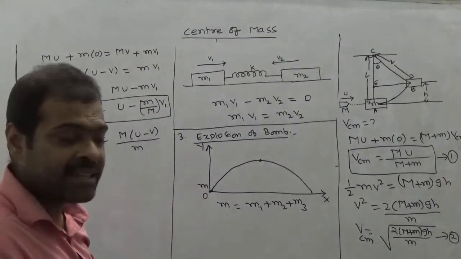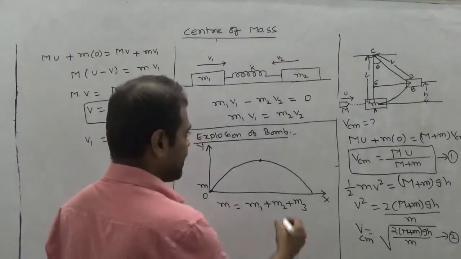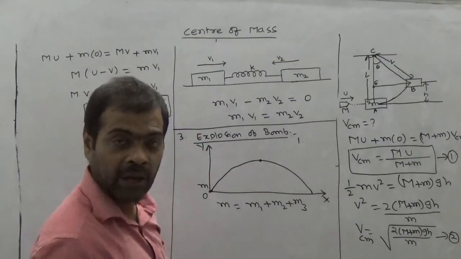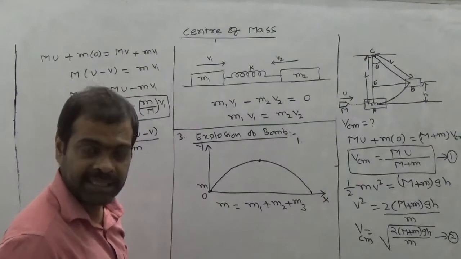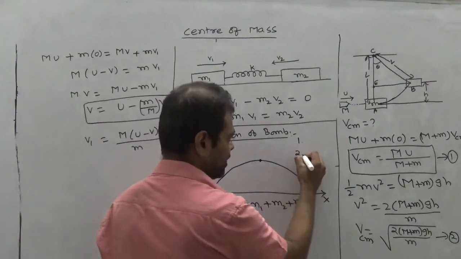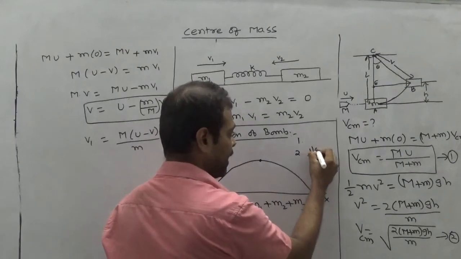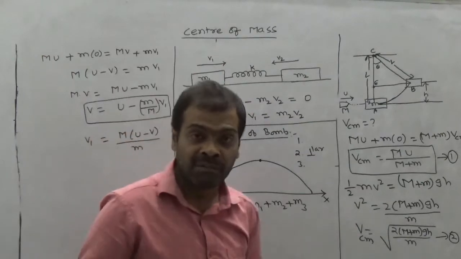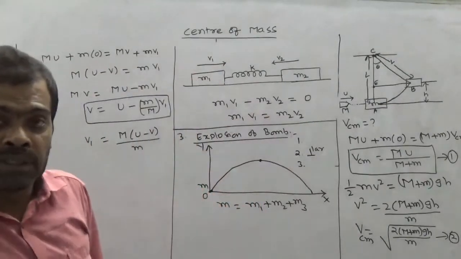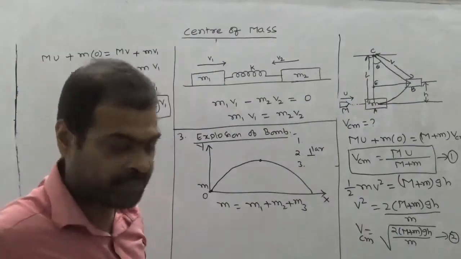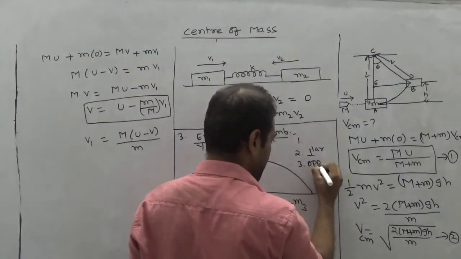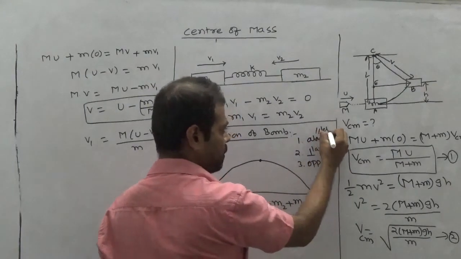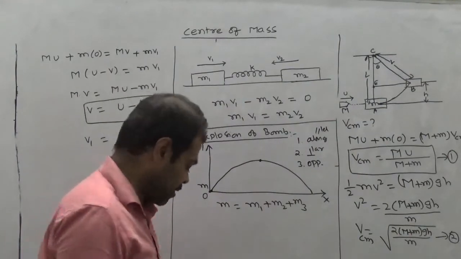plus m3. Here they will give the condition that the first fragment is moving along the same direction. The second one is moving in the perpendicular direction, and the third one is moving opposite to the initial direction of the particle. The first is along the direction, or we can say parallel to the initial direction of the particle.